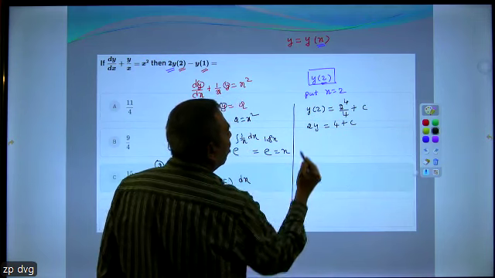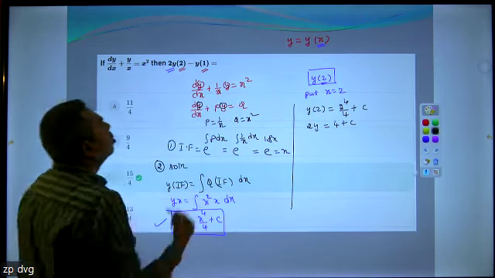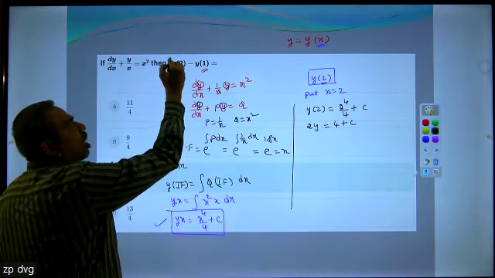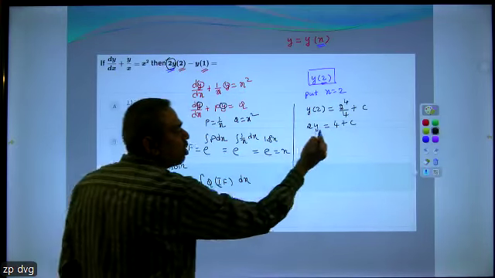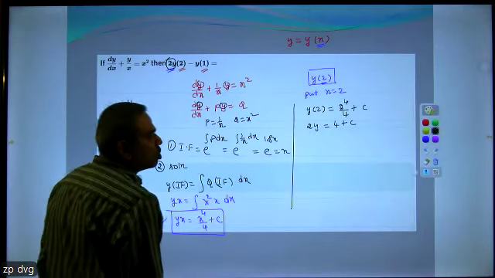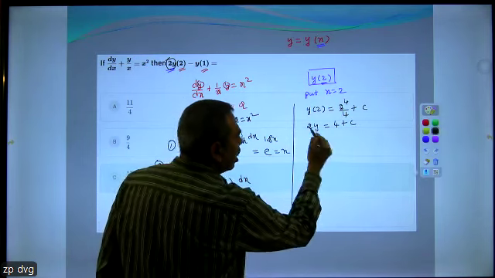Now tell me here, are we getting 2y directly? By substituting x is equal to 2, I want the 2y value. Are we getting this 2y value directly? Yes. So this entire thing is 2y.